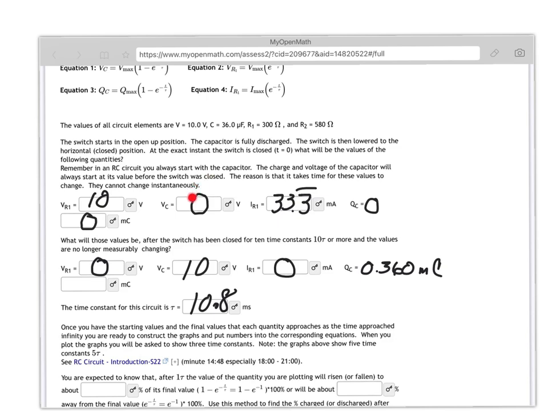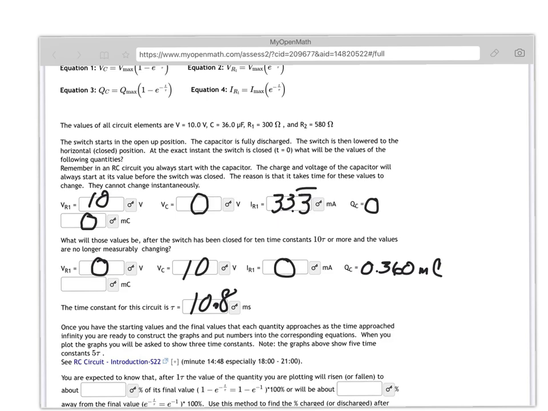So we know the capacitor charge starts at 0, can't change instantaneously, so it's going to start at 0 and go up. The voltage then, because there's no charge, means no voltage. That means all the voltage will be across the resistor. And since only R1 matters, R2 is not really connected to the circuit in this case, the current will be 33.3 repeating milliamps. And the capacitor will charge to 10 volts as the resistor decays from 10 volts to 0. And the final maximum charge on the capacitor will be the voltage times the capacitance, or 360 microcoulombs, or 0.36 coulombs, and the time constant is RC, and that's 10.8 milliseconds. So these are the values that we need to do the graphs.